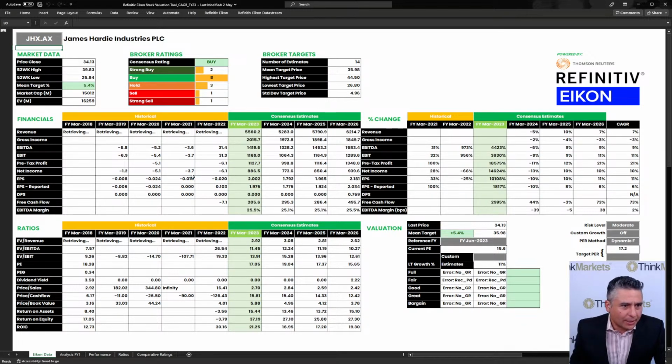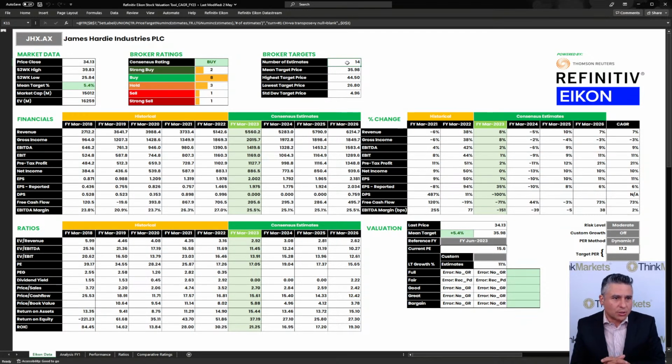And we are going to have 14 broker estimates, obviously well covered, a company like James Hardie. 5.4% average target upside, 2 strong buys, 8 buys, 3 holds, but polarizing, 1 sell, and in fact 1 strong sell. EPS line is at bottom left, top right. Look, it is, even through the pandemic, even through the supply chain chaos, even through rising interest rates.